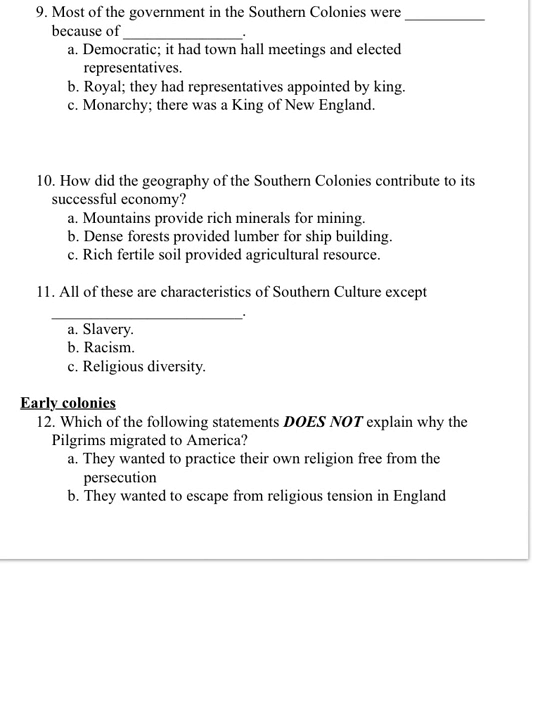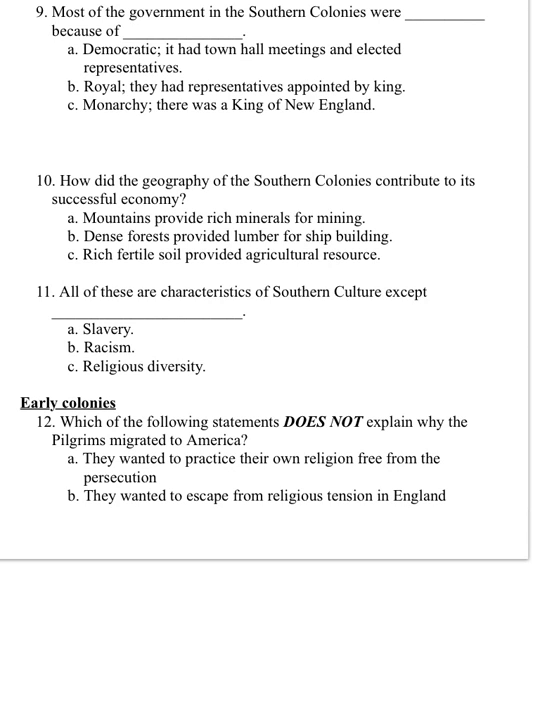Okay, so now we have early colonies. So early colonies is going to be about Jamestown, Plymouth, and Roanoke. So, which of the following does not explain why the Pilgrims migrated to America? So there's 3 answer choices. One of them is not going to explain why the Pilgrims came to America. The one that does not explain why the Pilgrims migrated to America is going to be your answer.